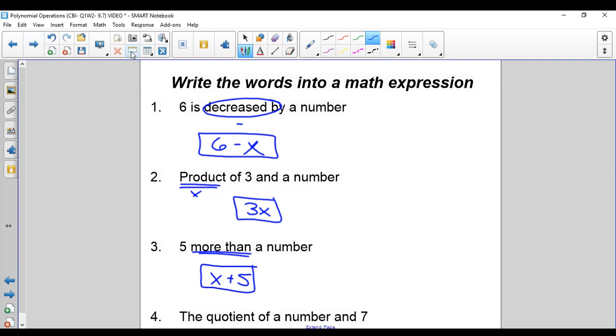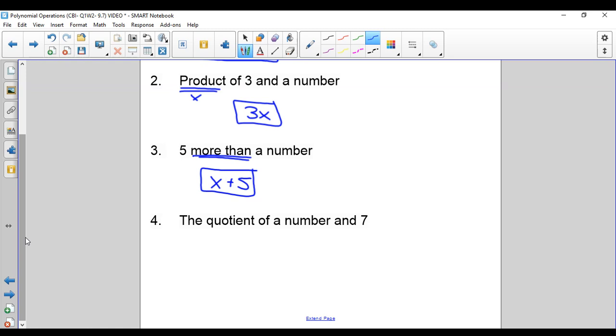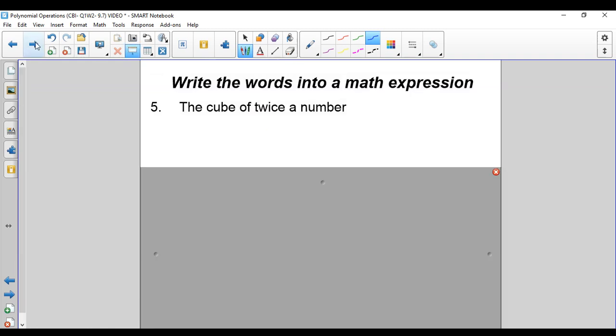Last one. We have quotient. That's really the only one that you're going to see when we're talking about dividing. Quotient of a number and 7, so it would be a number. I'll call it n this time, just because. n divided by 7. Now, same deal. It's just we have more things going on. The cube of twice a number. Twice a number means 2 times a number. So we have that. But we're taking the cube of that. So the whole thing needs to be in parentheses here.